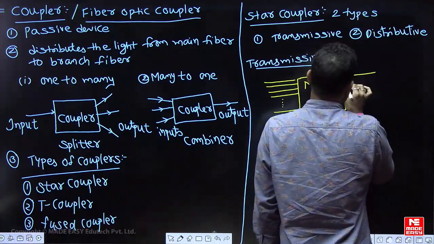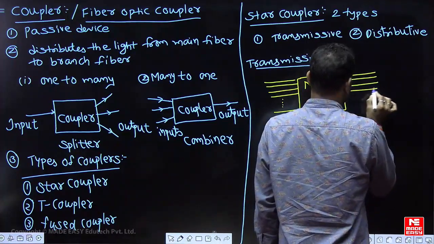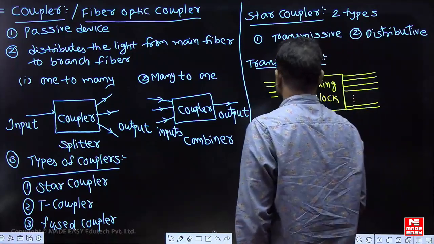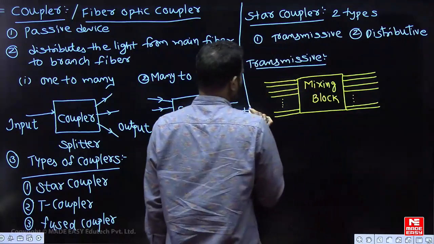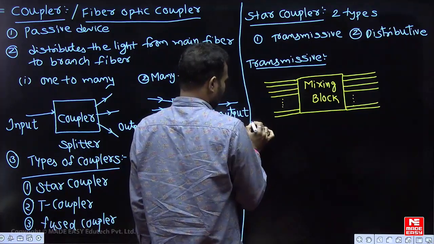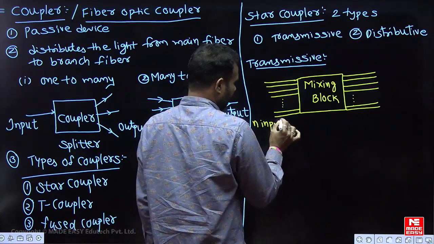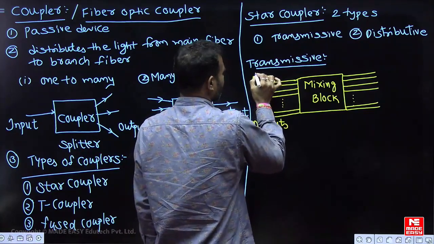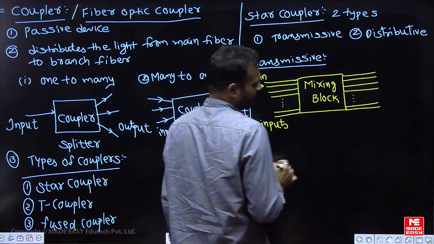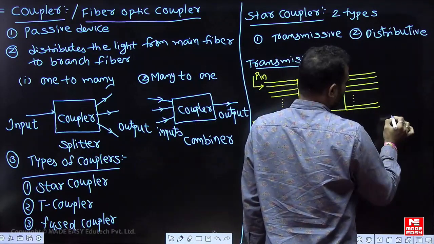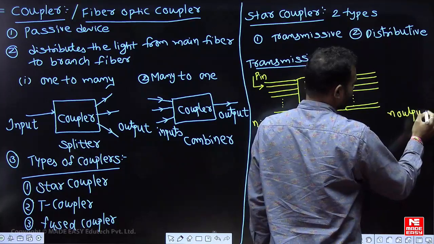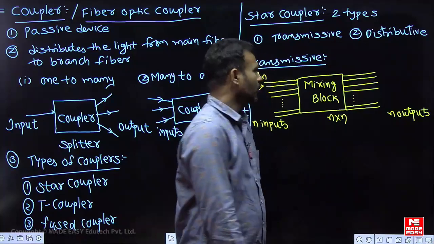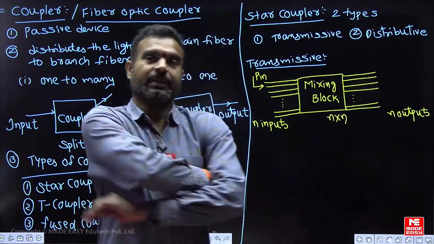Now for N inputs, we have N outputs. These are called N fiber inputs. Here you are giving the input power, which is equal to P in. And these are called the N outputs. So it is called an N by N coupler. This is called the mixing block.